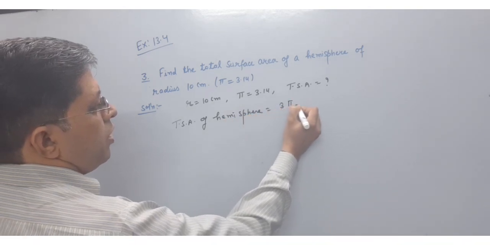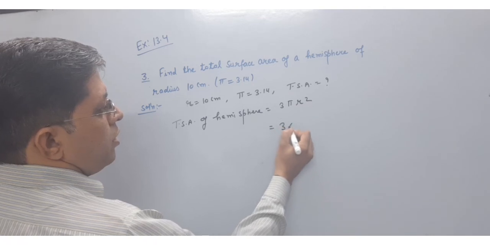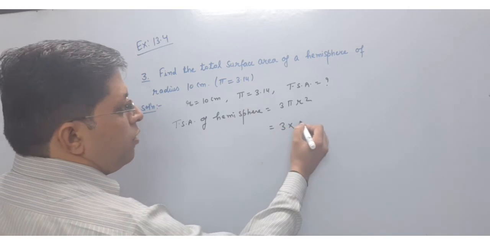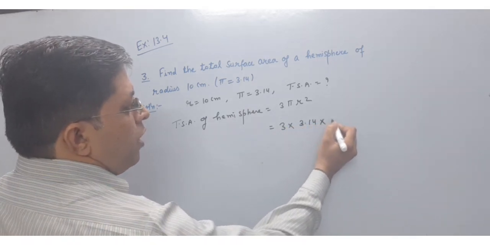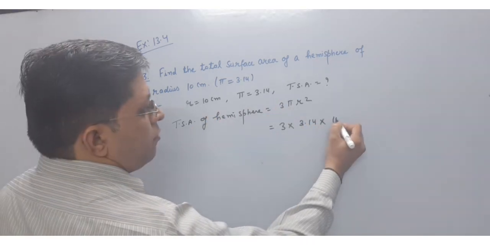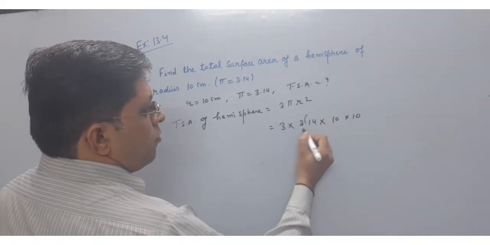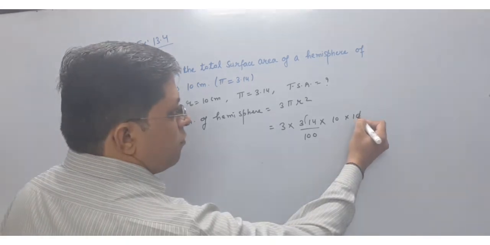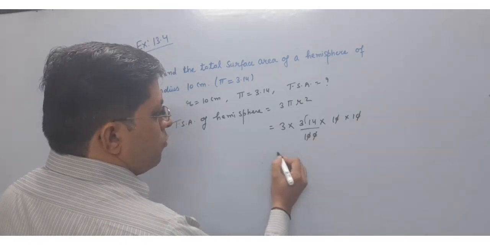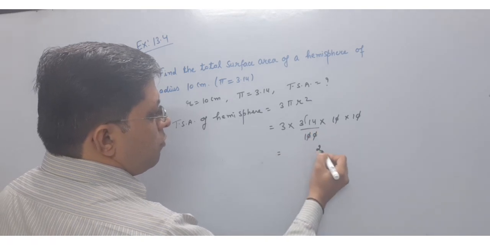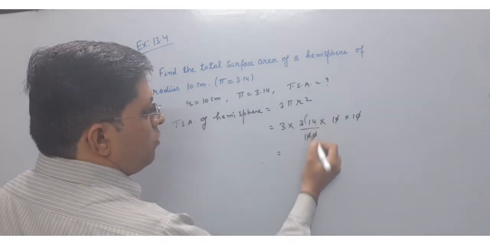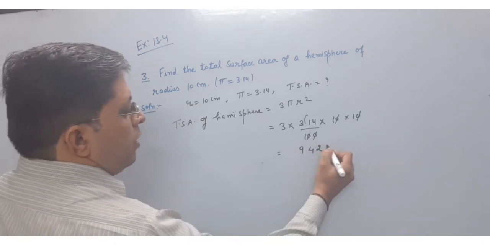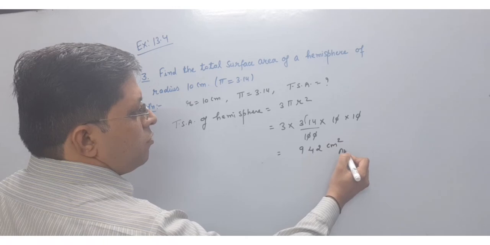That is 3 pi r square. 3, and the value of pi here is 3.14, and the value of r is 10 into 10. If I remove, 100 will come, then cut 1 2 1 2. 3 4 12, 1. 3 1 3 and 1 4. 3 3 9, and centimeter square. This is your answer.